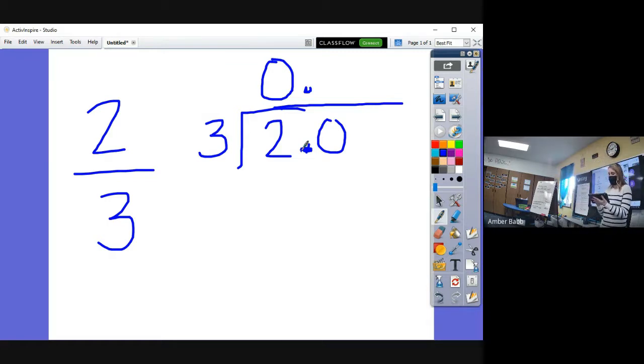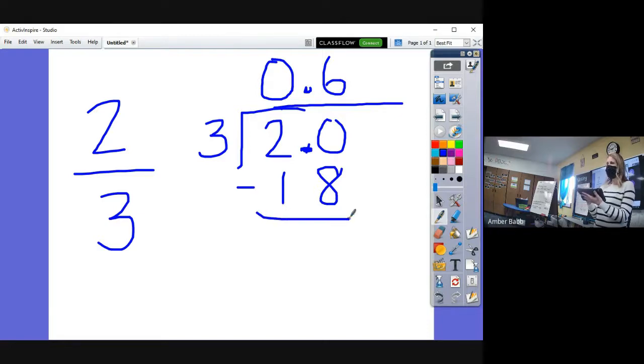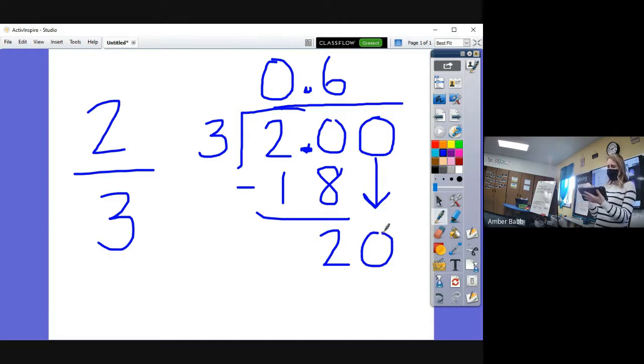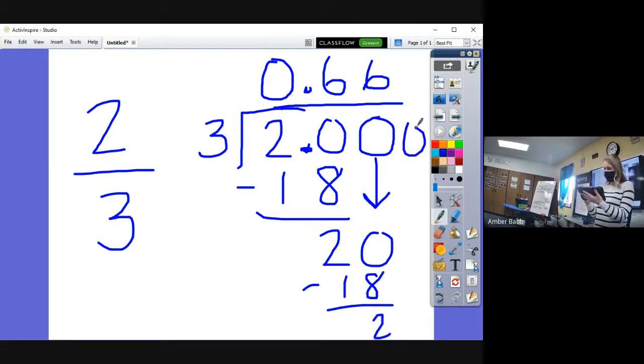6. Maggie's on fire. 3 times 6 is 18. But that leaves us with 2 again. Subtract: 20 minus 18 is 2. And then I'm going to add a 0. Bring it down. Uh-oh. All right, 20. How many times does 3 go into 20? It's going to keep on going, right? This is one of those that's going to keep on going.